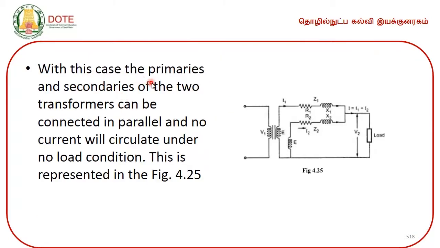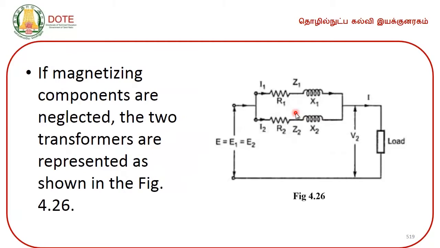With this case, the primaries and secondaries of the two transformers can be connected in parallel and no current will circulate under no load condition. This is represented by the figure 4.25, because the no load component connection is not shown here in this equivalent circuit. If magnetizing components are neglected, the two transformers are represented as shown in the figure 4.26.